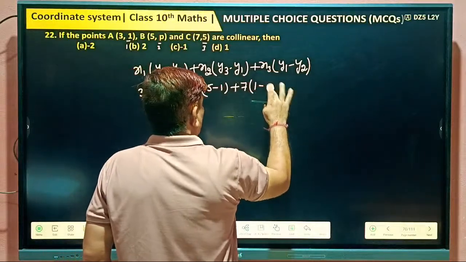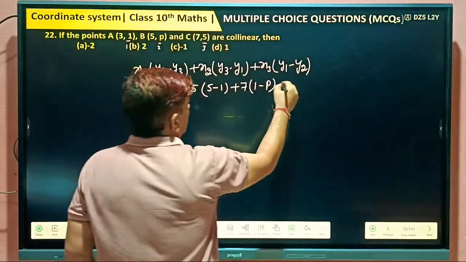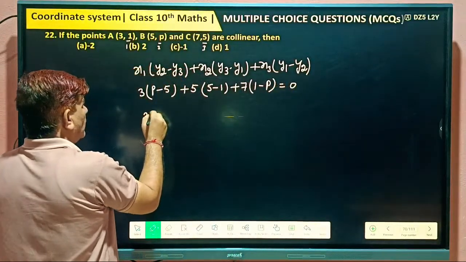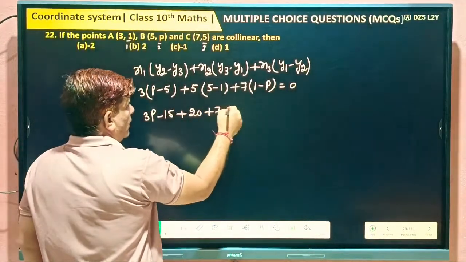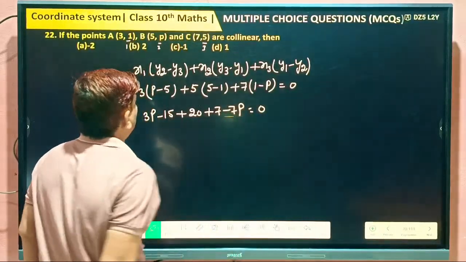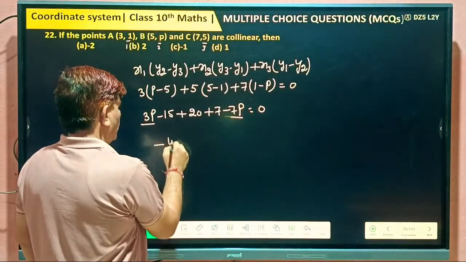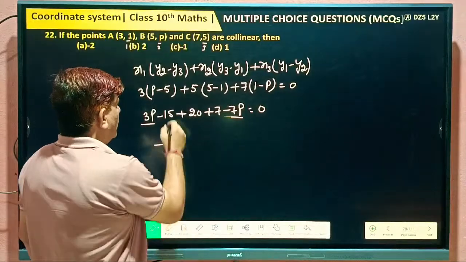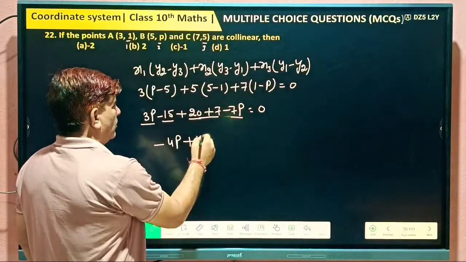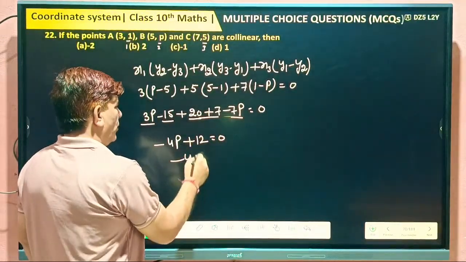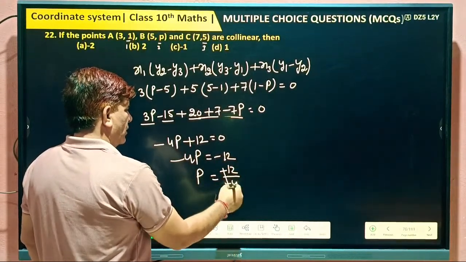So here what's coming? 1 minus p coming is equal to 0. What's it become? 3p minus 15 plus 20 plus 7 minus 7p equal to 0. So 3p minus 7p is minus 4p, and minus 15, plus 20, plus 7. How much? 12. So minus 4p equal to minus 12, and p equal to minus 12 by minus 4, cancel out.